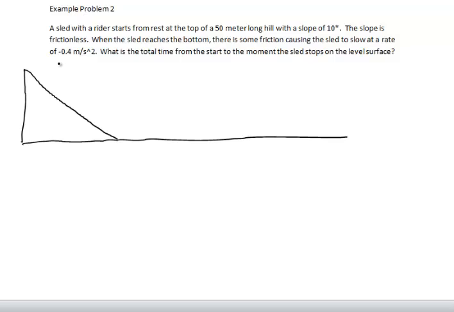We'll call those S, T, and V. 0, 0, 0, and we're starting from, this is 0 position. So 0 time is 0, and velocity starts from rest is 0. We get to the bottom, so it's going to be a new position, S1, T1, V1, and then eventually it's going to stop, S2, T2, V2.